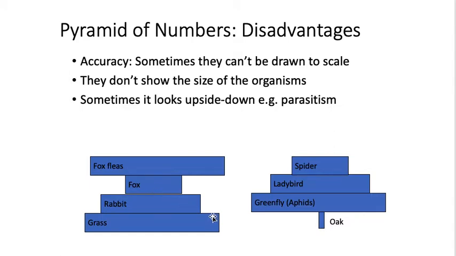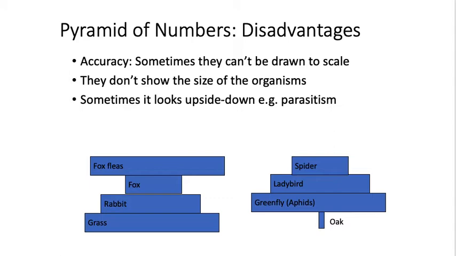Or another example would be where you have a very large producer, such as an oak tree. A single oak tree can have loads of greenfly living on it. And those greenfly then are food for the ladybird, which in turn is food for the spider. So you'll notice here, instead of having a nice pyramid, we have a very thin bottom layer, showing that the number at our producer trophic level here is very small, in fact just one in this case. So neither of these give us our nice pyramid shape for our pyramid of numbers.